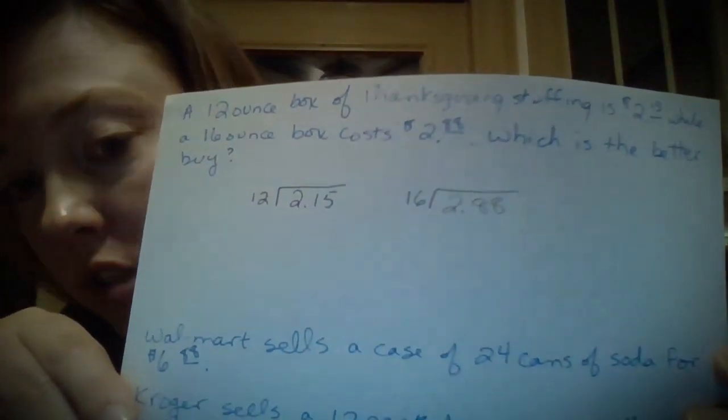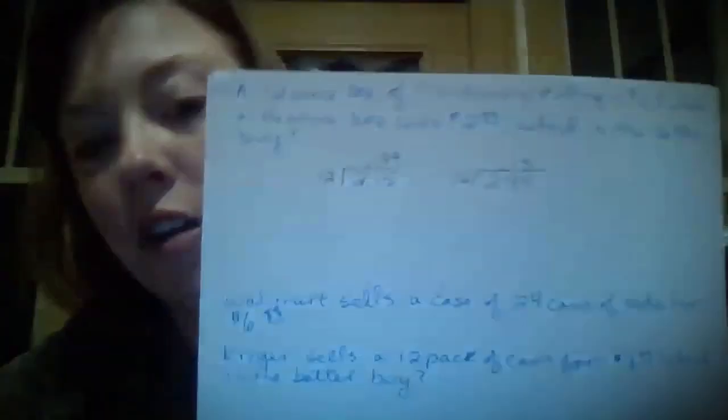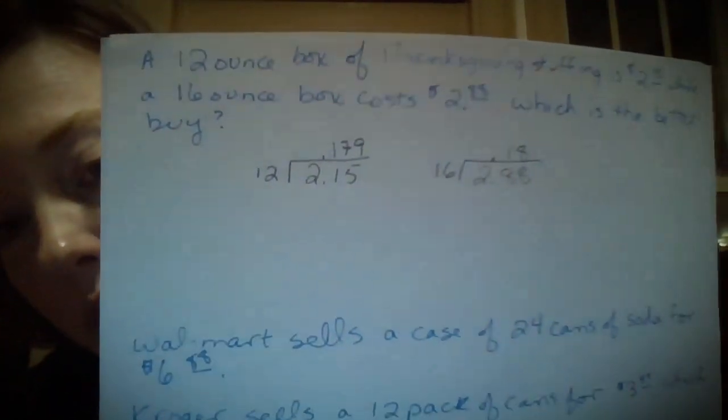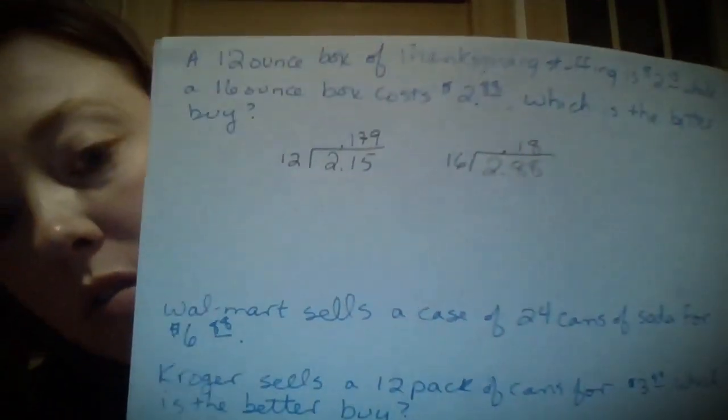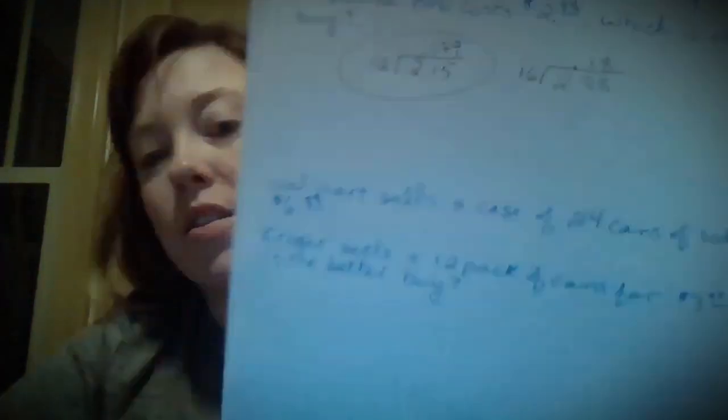so you're going to put your cost in the house, like you did, and put the ounces on the outside. Get your calculator out. When you do that, your 12-ounce box will be 0.179 dollars per ounce, whereas the 16-ounce box will be 18 cents an ounce. So the 12-ounce box is a little bit cheaper. So you can buy the 12-ounce box, a little bit cheaper.